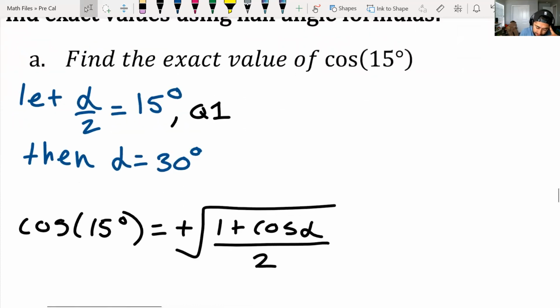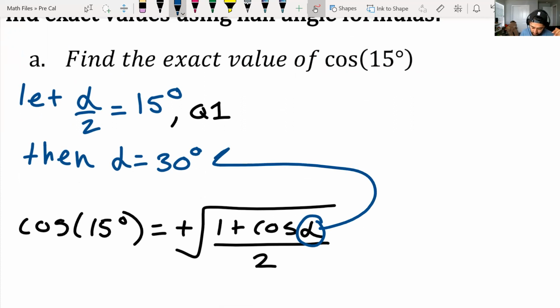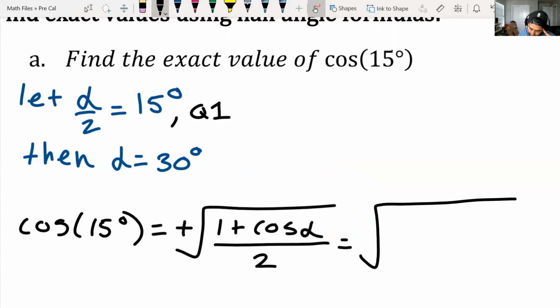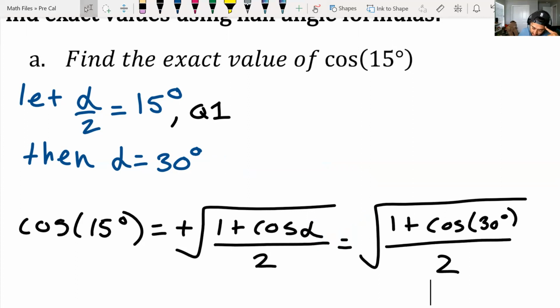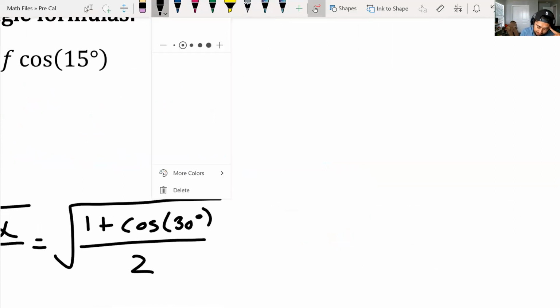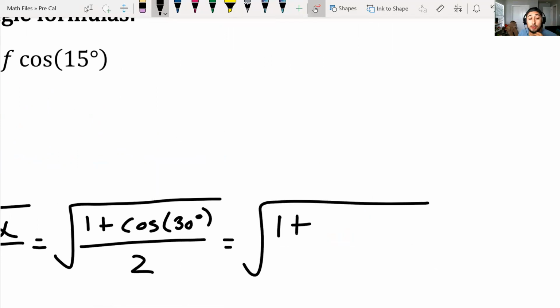And now, do we know the actual value of alpha? Alpha is 30 degrees, right? Which means this becomes the square root of 1 plus cosine of 30 degrees over 2. And now look at your unit circle and find out what the cosine of 30 is. What is the cosine of 30? Cosine of 30 should be square root 3 over 2.